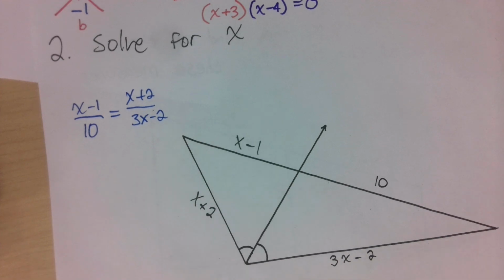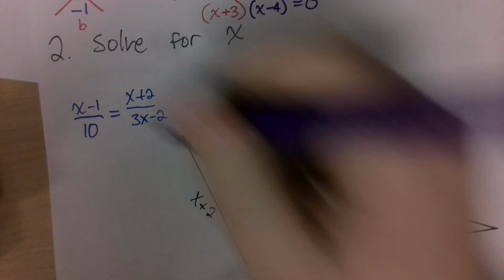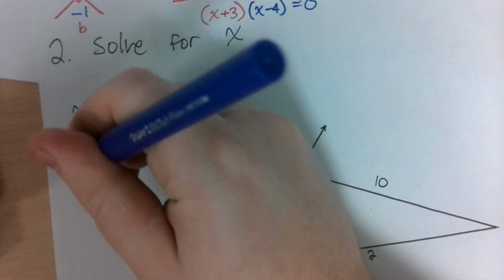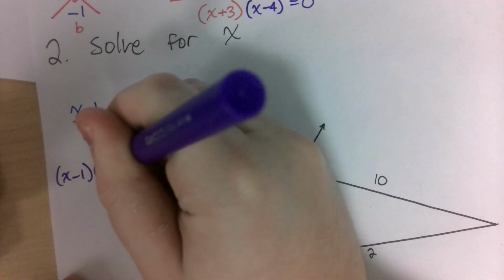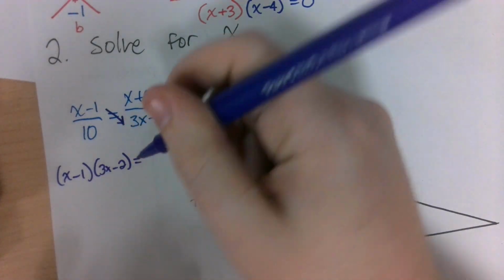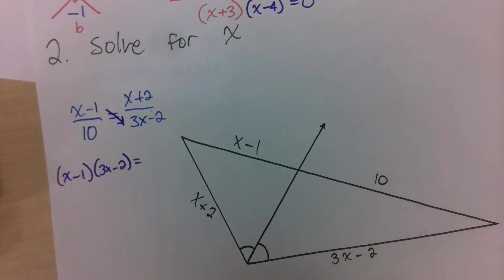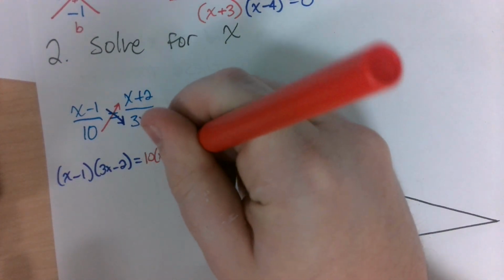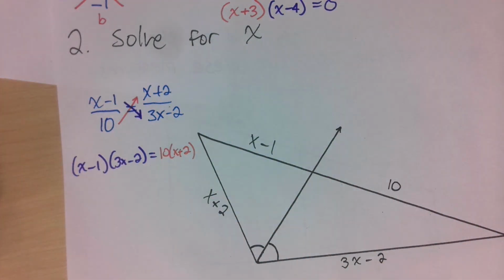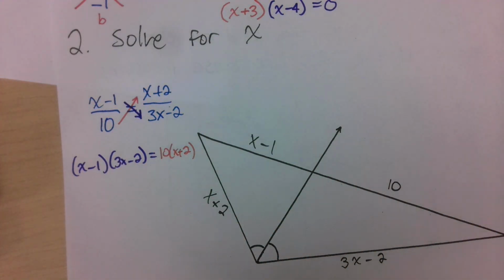And we just need to cross multiply to solve. So we'll do x minus 1 times 3x minus 2 equals, on the other side, we have 10 times x plus 2. Oh boy, we've got quite a bit of multiplying to do. So let's do it step by step.